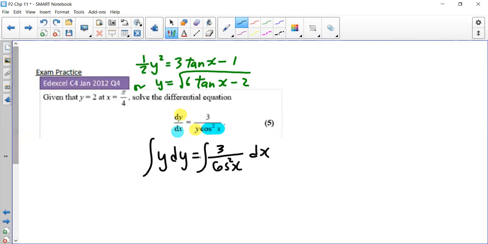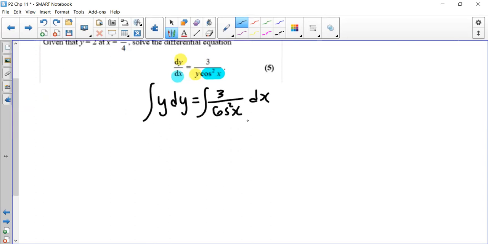Once you're done, if you're happy with this, then you can go on and integrate on both sides and carry on with the question. And if you've done it, after substituting everything, your final answer should be half y squared equals 3 tan x minus 1, which is what the mark scheme says. But if you got y equals square root of 6 tan x minus 2, that is also correct. So continue, play the video and see if you got this answer. If you couldn't, then I'll go through the working out with you. If you're done, that's the end of the lesson for you. Okay. Right. Again, pause the video. Carry on.